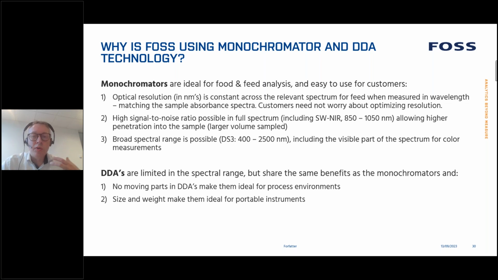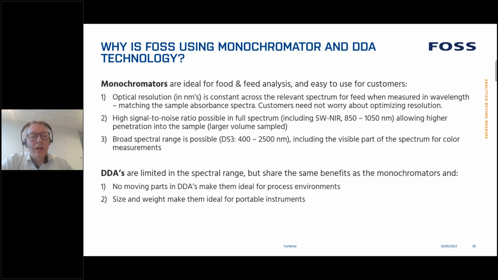So it means that you don't need to worry about setting the optimal performance that comes with the monochromators that we deliver. It's also possible with the monochromators to generate a high signal-to-noise ratio in the full spectral range, both in the visible but also in the shortwave NIR from 850 to 1050. And with the monochromators, depending on design of the grating, you can access the full range from the visible range to 2500, which is what we want for many of the feed applications.